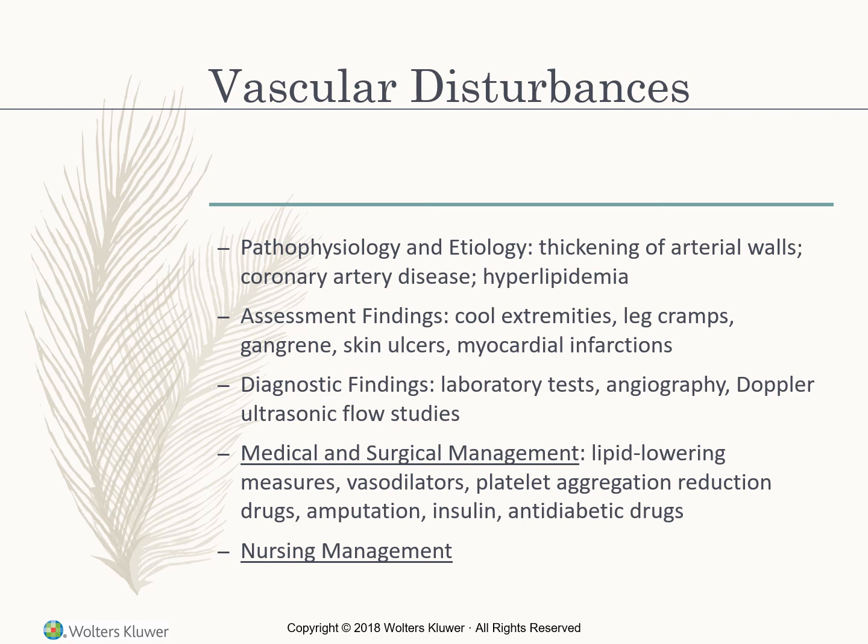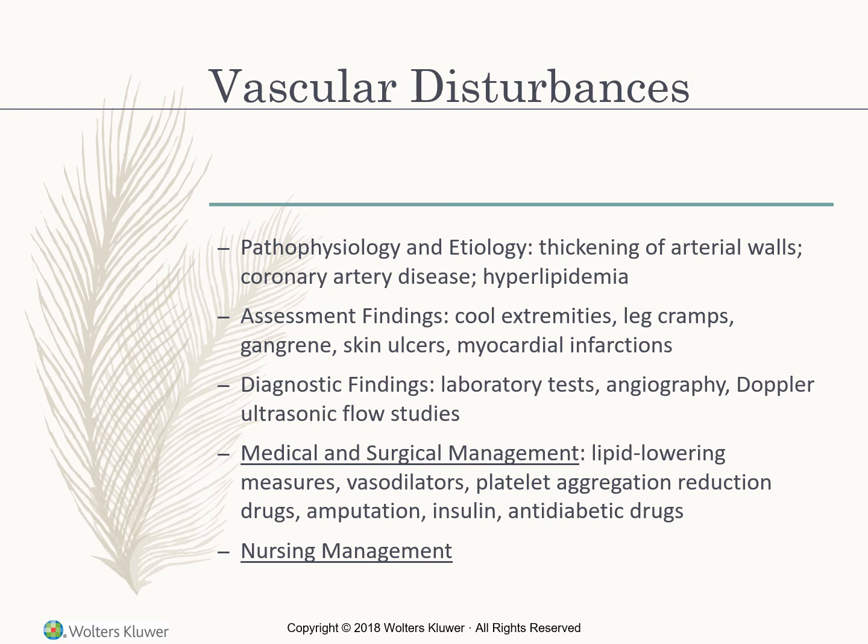So, in assessing vascular disturbances, peripheral vascular changes are one of the most common complications associated with diabetes. Because of a decreased blood supply, the extremities tend to be very pale and cool, and we can get leg cramps. They can also get gangrene, which is tissue death, because blood supply to the extremities is diminished. Sometimes uncontrolled infection will lead to skin ulcers.